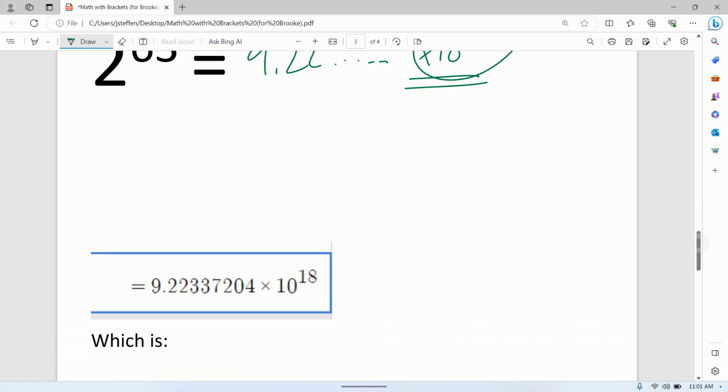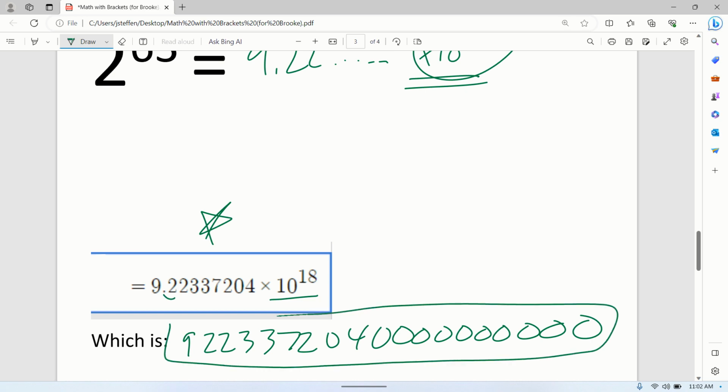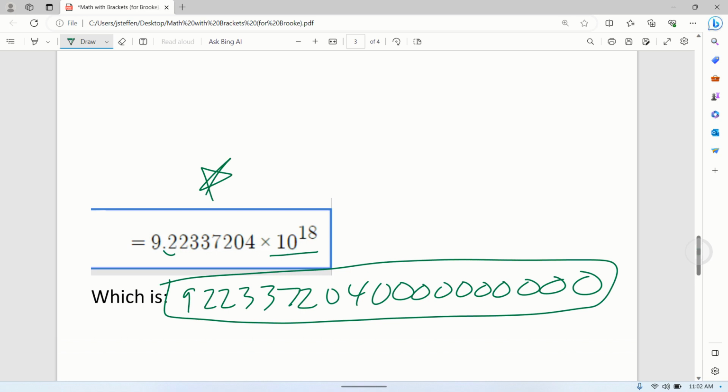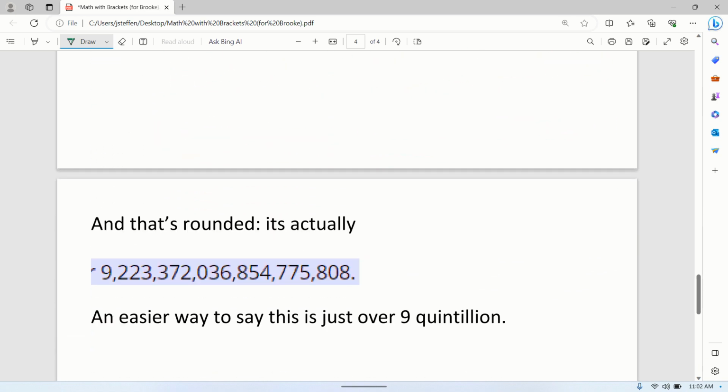So this is the answer I got, which ends in 10 to the 18th. 1, 2, 3, 4, 5, 6, 7, 8, 9, 10, 11, 12, 13, 14, 15, 16, 17, 18. So I moved that decimal over 18 spots, and that is roughly how many different brackets you can fill out in the NCAA brackets. If you want to round a little bit, actually, they rounded, because again, your calculator doesn't fit this. That is the actual number, and that is roughly 9 quintillion, or 9.2 quintillion.